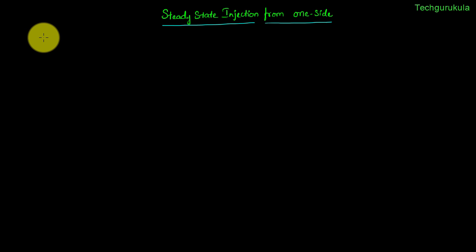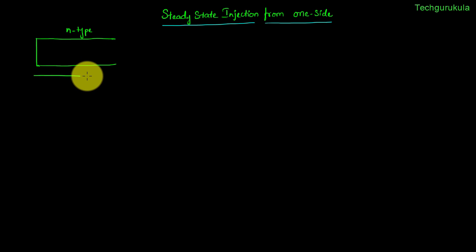In this video, we're going to talk about steady state injection from one side in a semiconductor. So let me take an N-type semiconductor, which is very long, and I'm taking the x-axis in this direction, and let's say this is x equals 0. And as it is very long, I'm not showing you the exact length of the semiconductor.